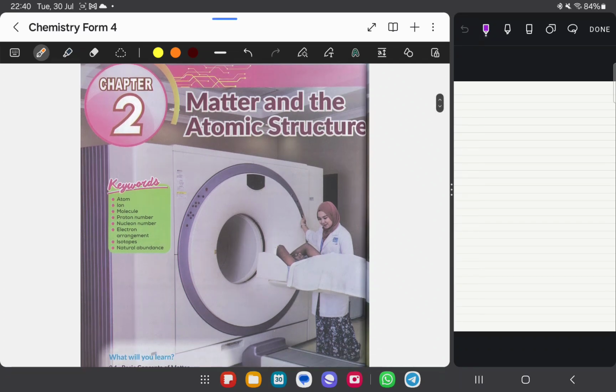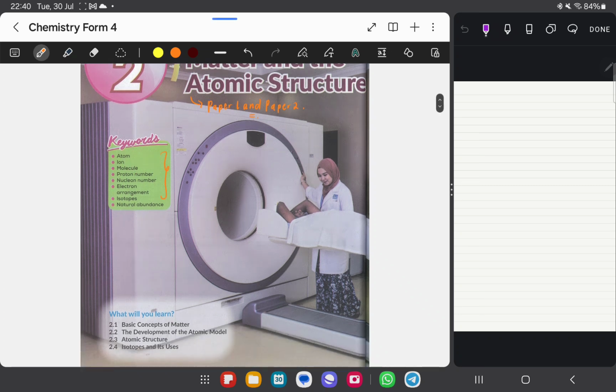Okay, for this chapter, questions can be asked in your Paper 1 and Paper 2. They can ask in both of these papers, but there are no experiments in this chapter that can be asked in your practical test. The keywords for this topic are atom, ion, molecule, proton number, nucleon number, electron arrangement, isotopes, and natural abundance.